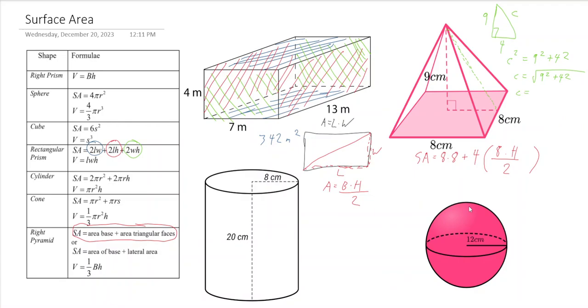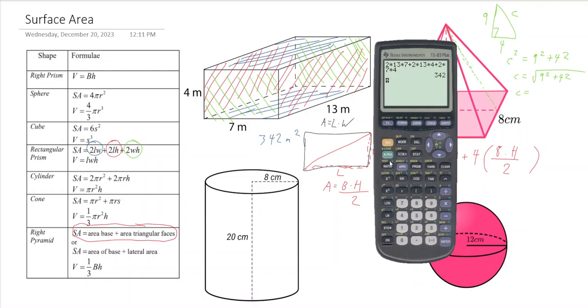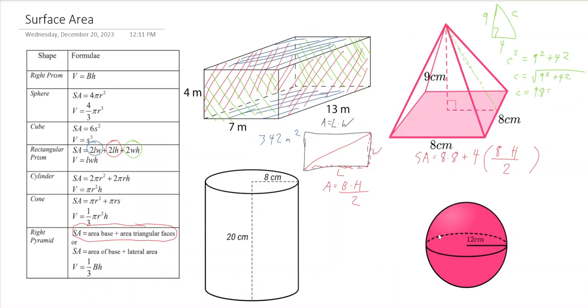So, I'm just going to plug in my calculator at this point. Second function, square root, 9 squared plus 4 squared, bracket, and we get 9.85. Okay, which is the height. So that's what I'm getting to put in here.